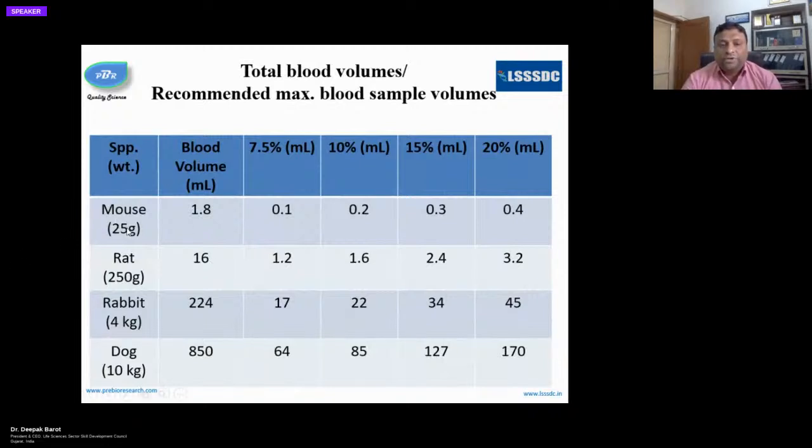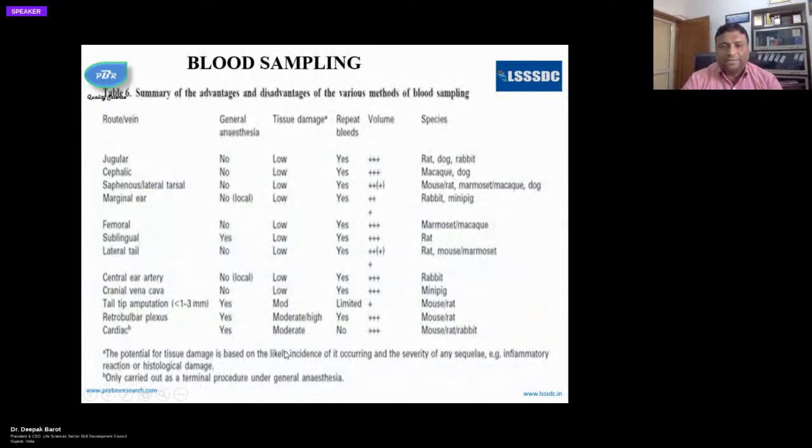For a mouse weighing 25 gram, total blood volume of 1.8 ml, do not take more than 100 microliters. For a rat weighing 250 gram, 16 ml of total blood volume, do not withdraw, either in single or multiple collections, more than 1.2 ml. Same way for rabbit and dogs, it's well defined.